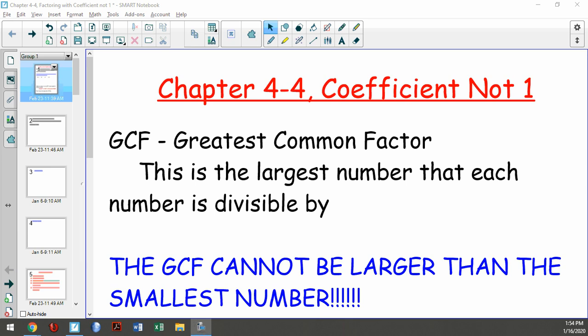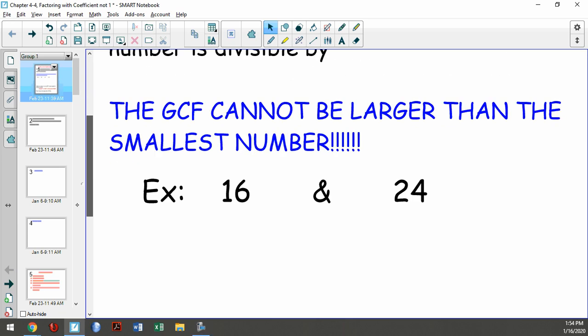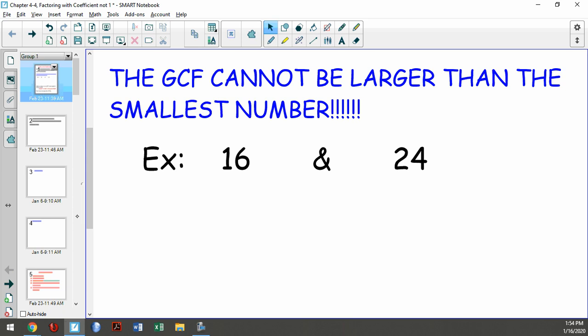All right, chapter 4.4. Factoring when your coefficient is not 1. The very first thing you need to figure out is how to find your GCF. We talked about GCF a little bit yesterday, but now I'm going to show you how to find it numerically. The GCF is the largest number that divides evenly into each number. The GCF cannot be larger than the smallest number.